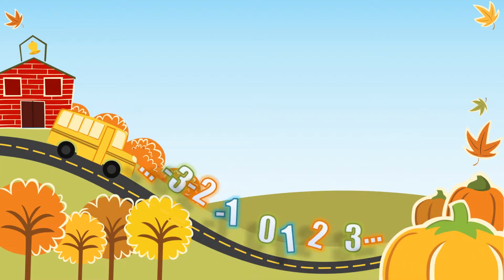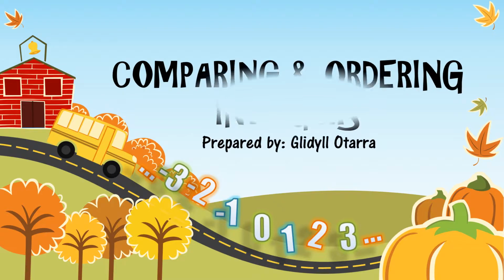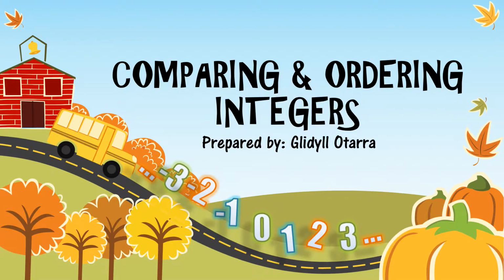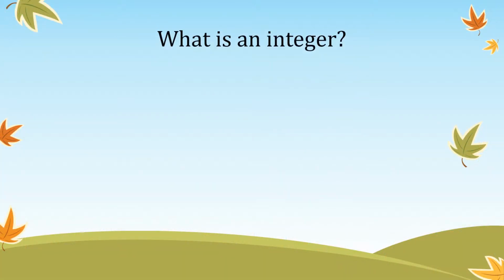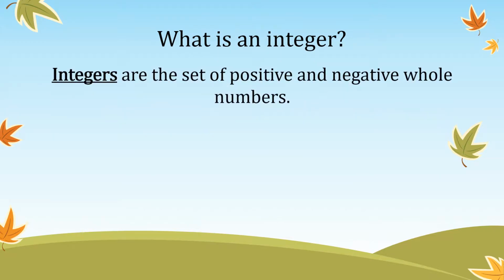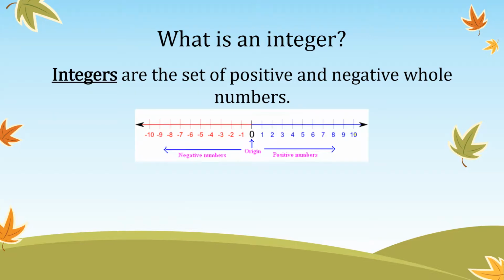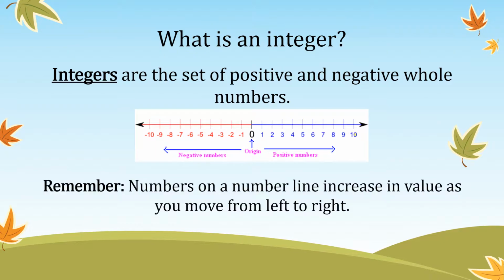For today's discussion, we will talk about comparing and ordering integers. What is an integer? Integers are the set of positive and negative whole numbers. This is an example of a number line where 0 is the origin, while on its right side are the positive numbers, and on its left side are the negative numbers. Remember that numbers on a number line increase in value as you move from left to right.